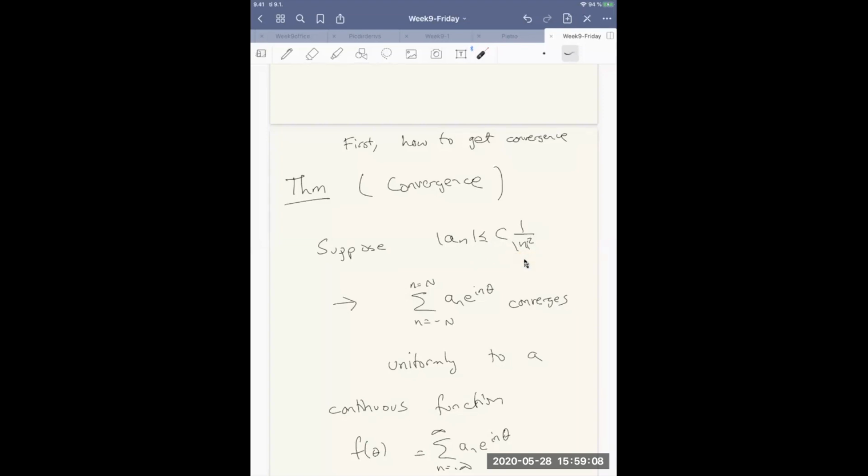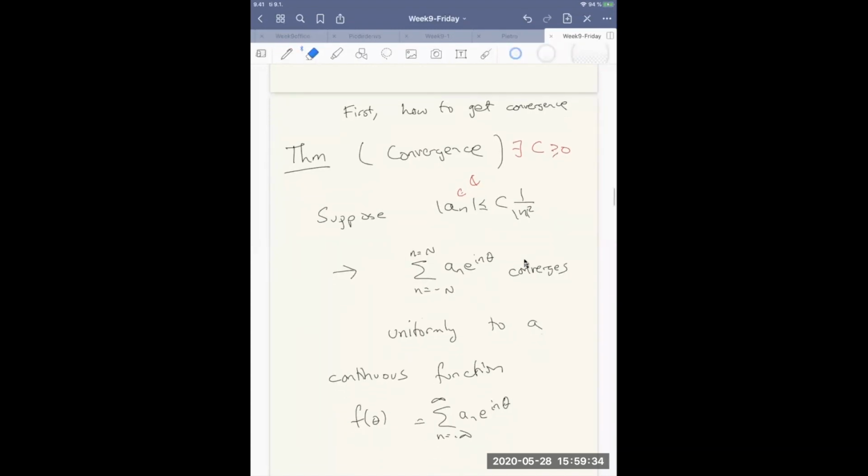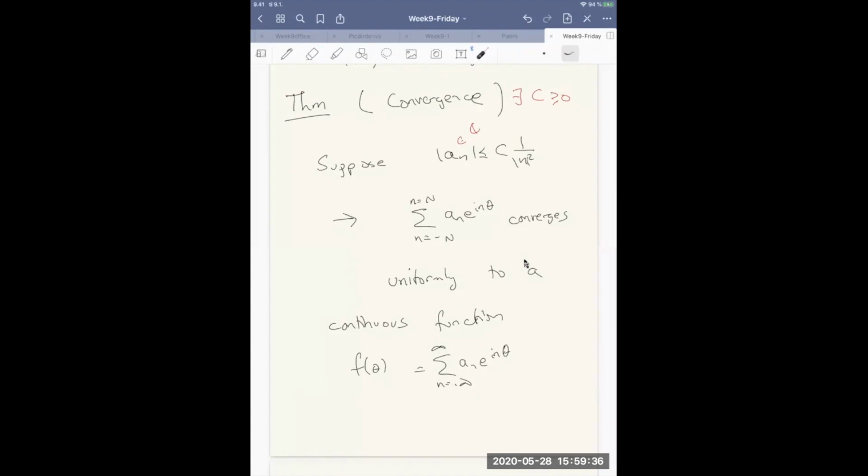So we will assume, and it's worth noting, we're not saying anything about what this series converges to, we're just saying that it converges to something. So suppose that the absolute value of a_n, and these could be complex numbers, is less than or equal to a constant times 1 over n squared. So there exists some constant C. Of course, it could be 0, in which case this is not very interesting.